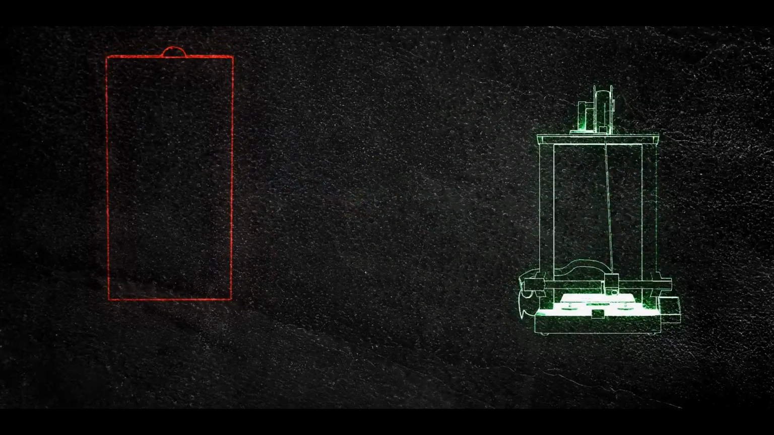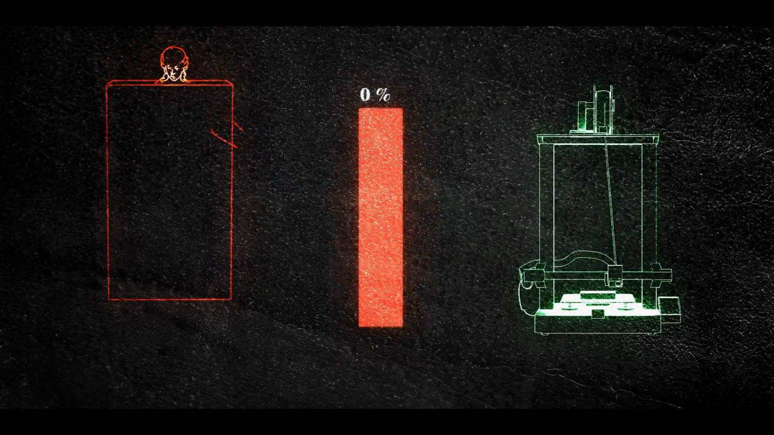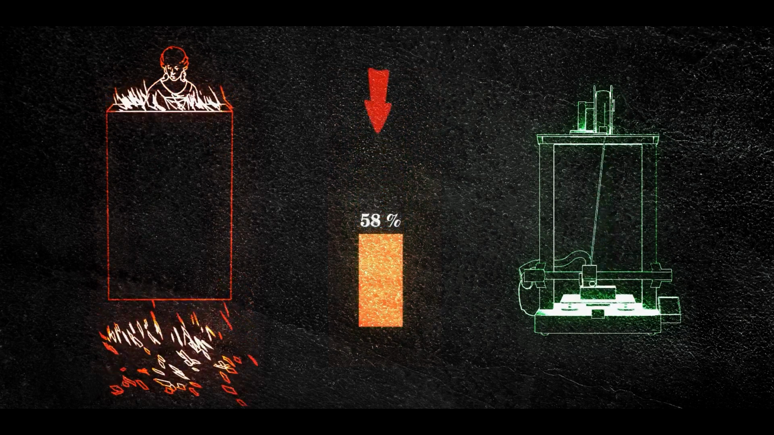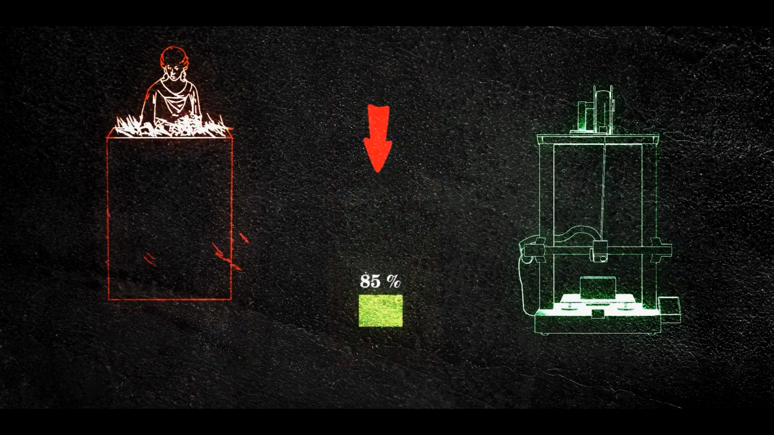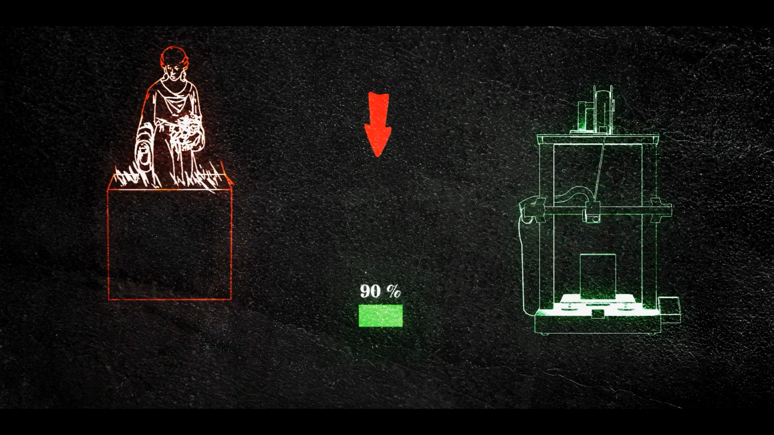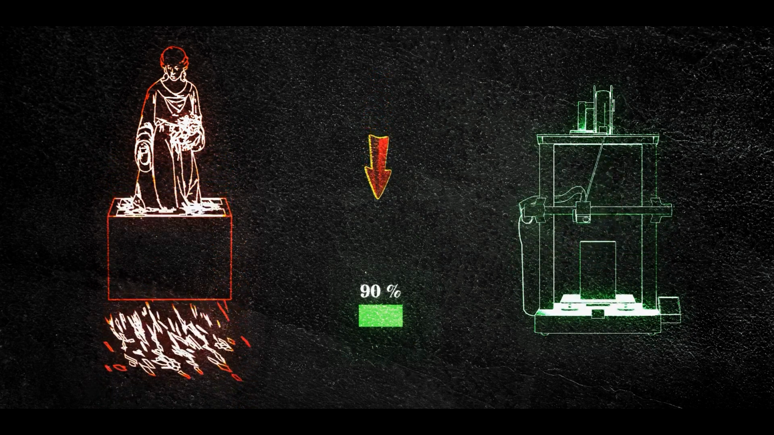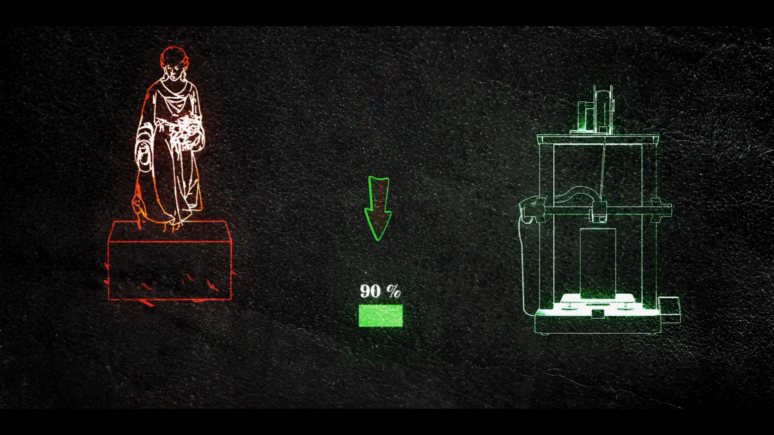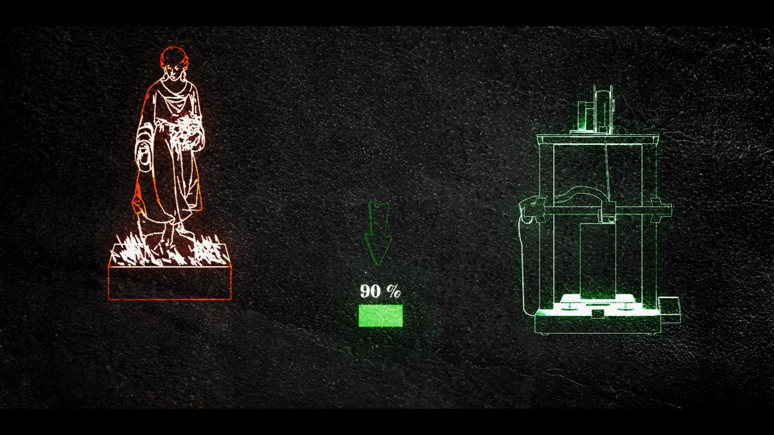Furthermore, studies have shown that additive manufacturing can reduce material wastage by up to 90% compared to traditional manufacturing methods. This reduction in waste not only contributes to sustainability but also translates to cost savings for manufacturers.